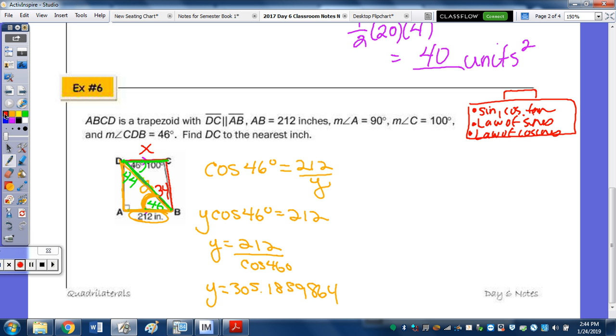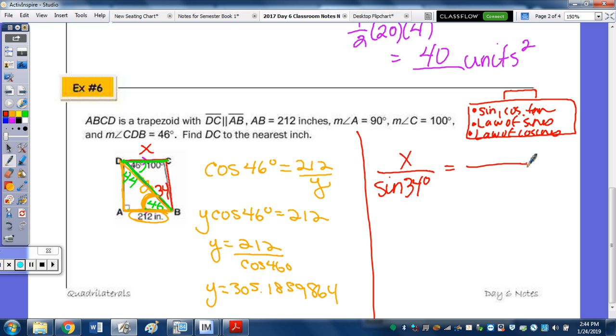Okay, now I'm going to grab the red, and we're going to do law of sines. Law of sines is the side, so x, over the sine of the angle opposite that side. So which angle measure is opposite side x? 34.